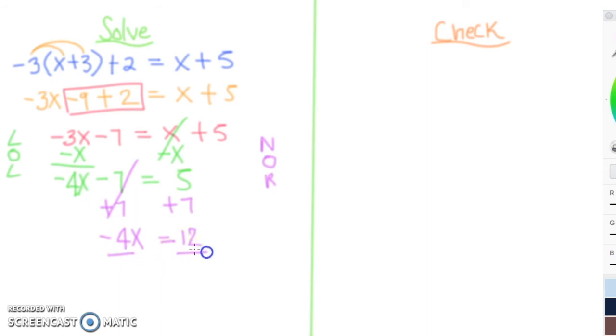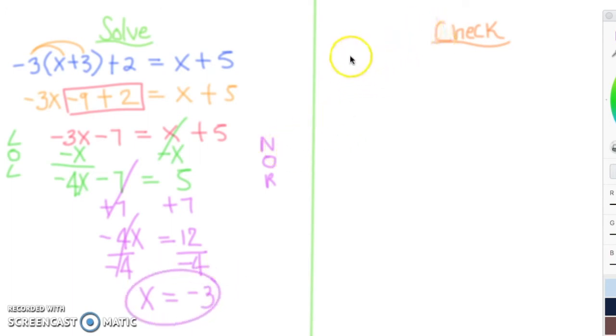Now we're down to a one-step equation. So I'm going to do the inverse operation here, which is divide by -4 on both sides. This cancels, leaving me with x is equal to -3. So x is equal to -3.